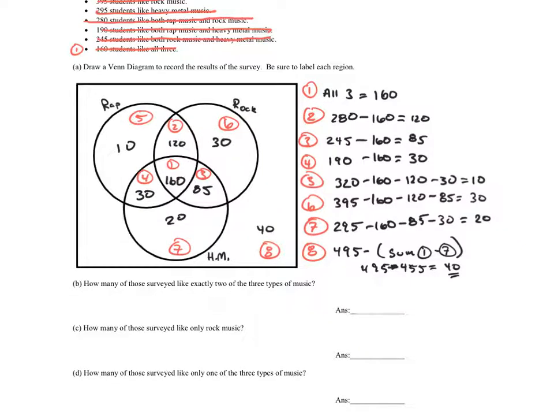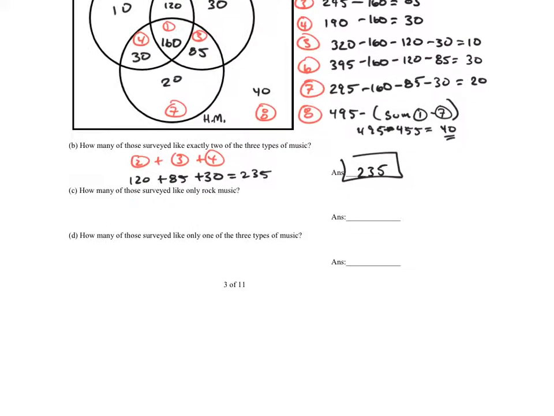So what regions would we be talking about? We'd be talking about Regions 2 plus 3 plus 4. So just add the numbers in there. We would have 120 plus 85 plus 30. 120 plus 85 plus 30 is 235. Please go ahead and double check my math. Getting 235 students like exactly 2 types of music. Let's look at the next one.